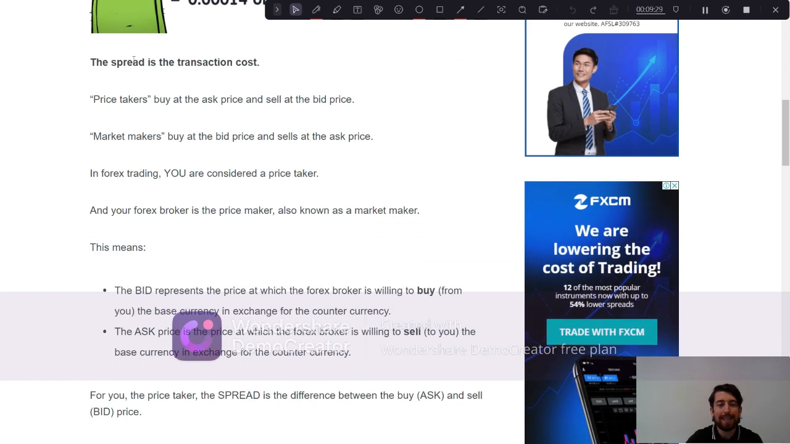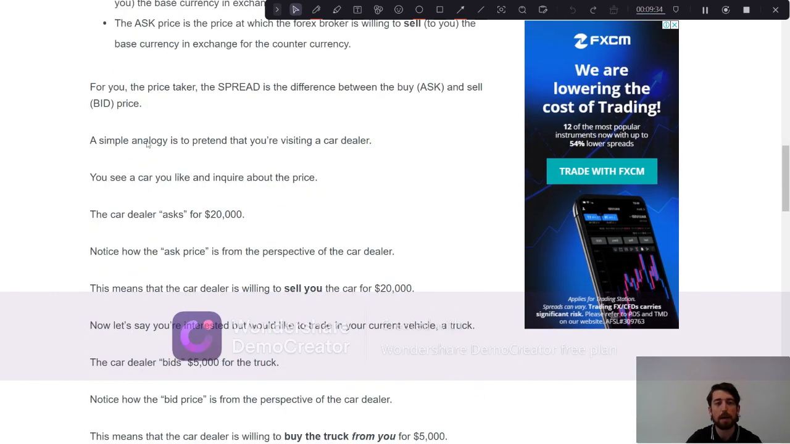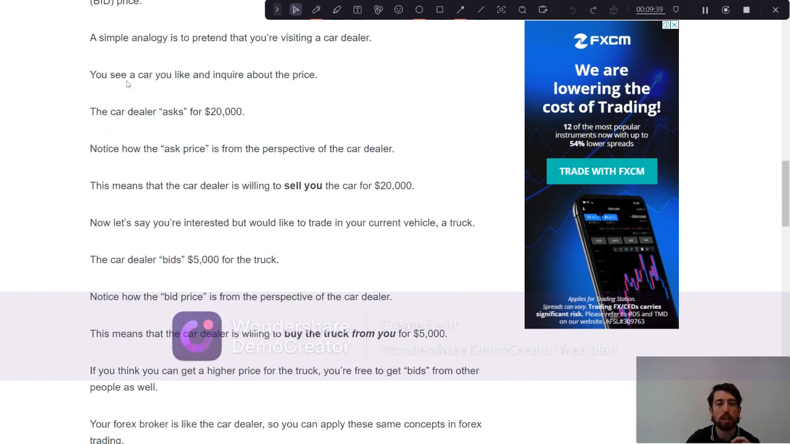So the spread is the transaction cost. What we're going to be looking at here is a bit of an example. We're going to skip all that stuff and go over to this simple analogy. You see a car you like and you inquire about the price. The car dealer asks for $20,000, and that means the car dealer is willing to sell you that car for $20,000 because he's asking for it. It's the same as in the market. Right before, on the Great British Pound, we saw that it was 1.04 at one point. That is the asking price. They're asking you to buy in at that price.